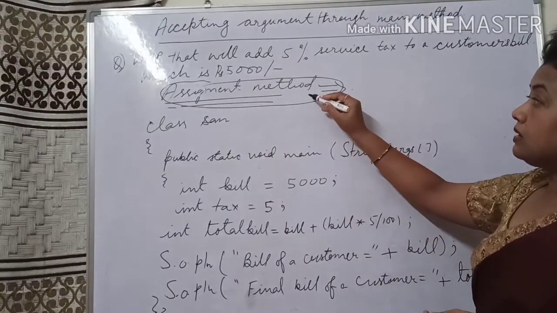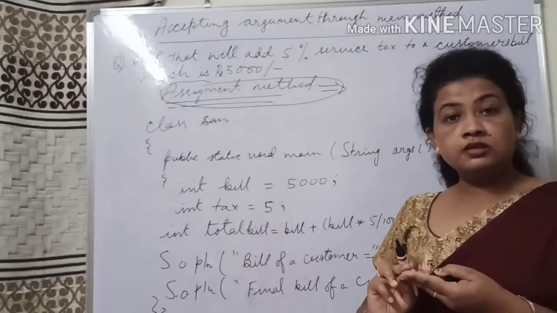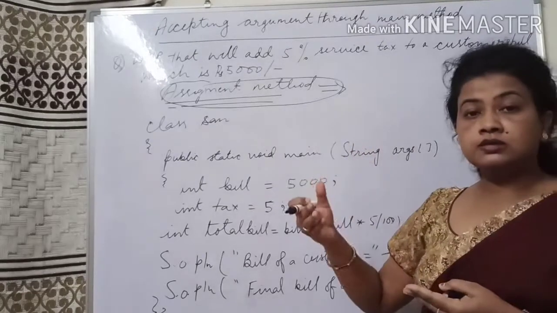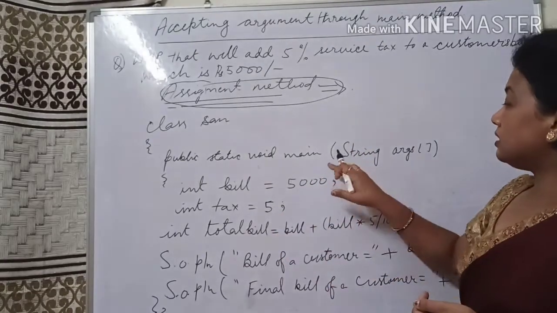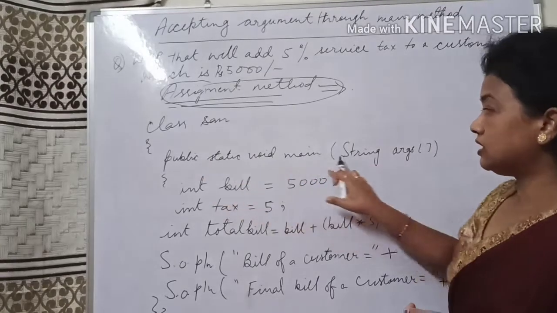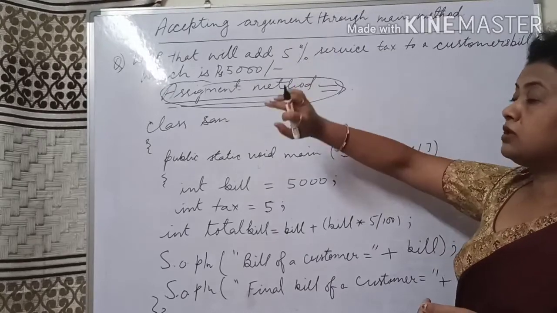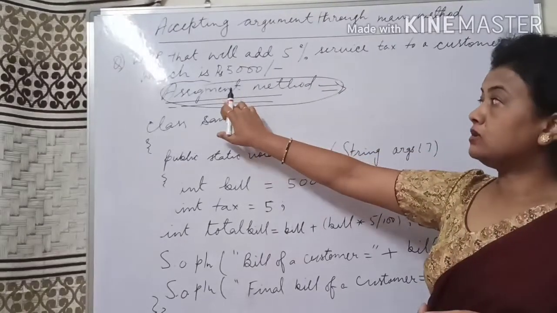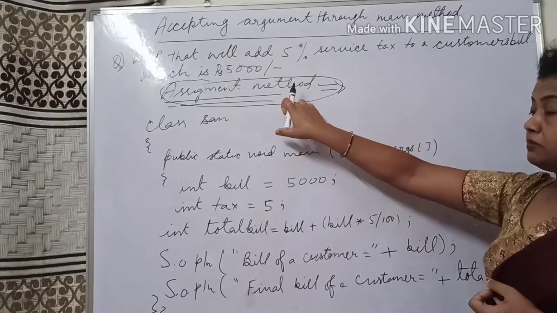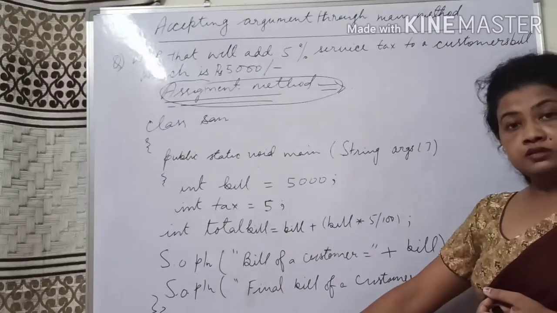Main method and argument method are two different things, and when we write a program in Java, the syntax changes. The syntax change means the function definition will change. This is my function statement, this is my method statement, it will change. So before coming to argument method, let us understand the assignment method. What is assignment method? This program is written in Java, and it is written in assignment method.